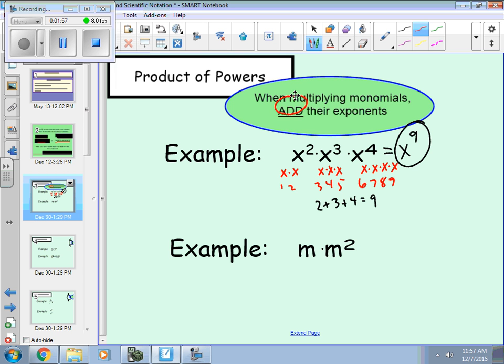All right, here's another example. M times m squared. Now, you've got to know that anytime they don't show an exponent, the exponent is 1. So this would be equal to, if we add the exponents here, 1 plus 2, m to the third power. Also referred to as m cubed when it's to the third power.